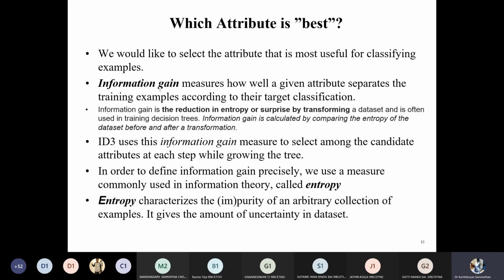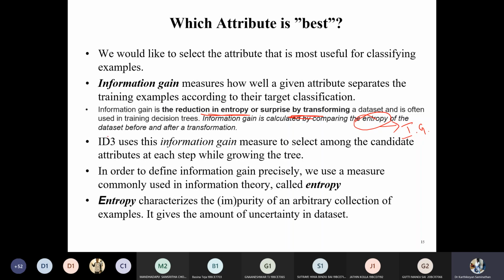Here we say information gain is a reduction in entropy or surprise by transforming the data set, and it is often used in training decision trees. This information gain is calculated by comparing the entropy of the data set before and after transformation. So the entropy should be calculated, then you compare both entropy values. The one which has the higher value, you can say that is the best classifier. That is information gain.